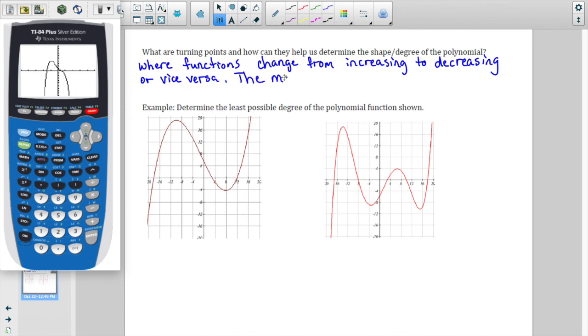The maximum number of turning points is one less than the degree. Now, notice it says the maximum number of turning points. There could be less than that, but that's the maximum. So then in this example, it says determine the least possible degree of the polynomial function.